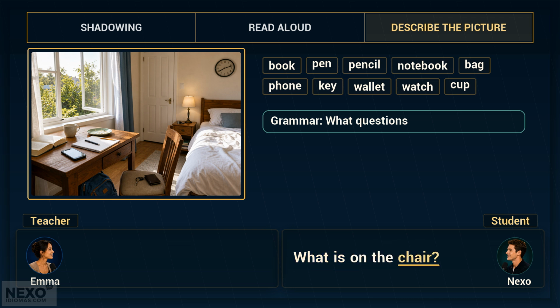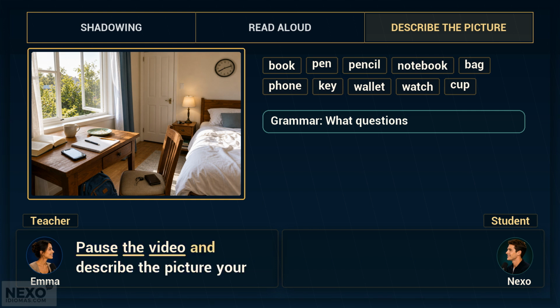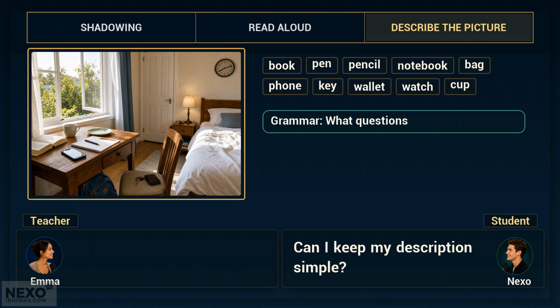What is on the chair? A key and a wallet. Now it is your turn. Pause the video and describe the picture your way using the words shown.